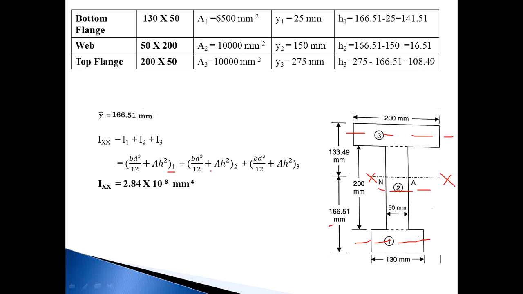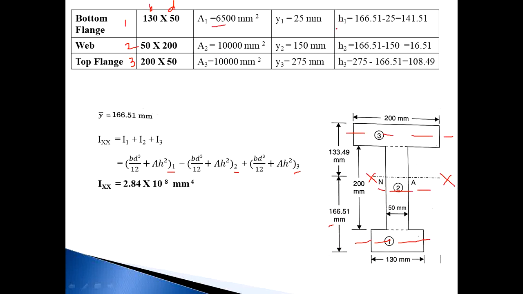Second, BD cube by 12 plus AH square for section number 2, plus BD cube by 12 plus AH square for section number 3. This is B and D for sections 1, 2 and 3. This is section number 1, this is section number 2 and this is section number 3. These values are B, these values are D. Okay, this is A1, A2, A3.